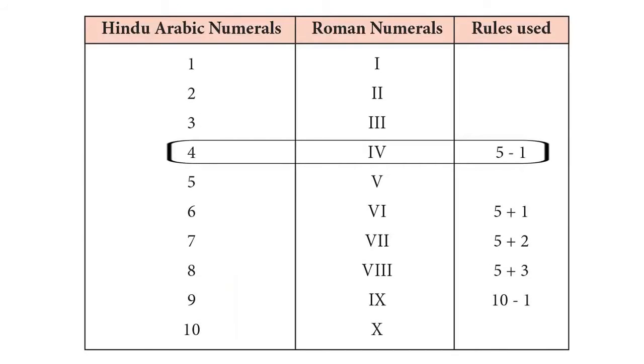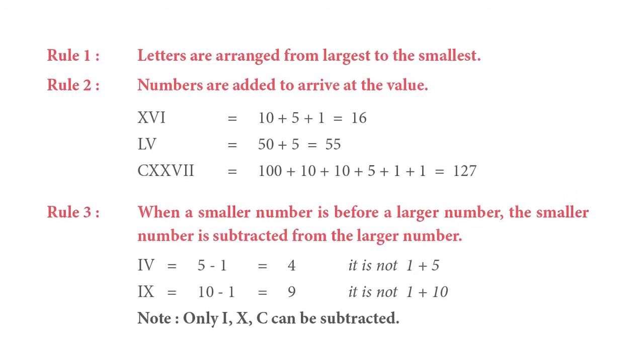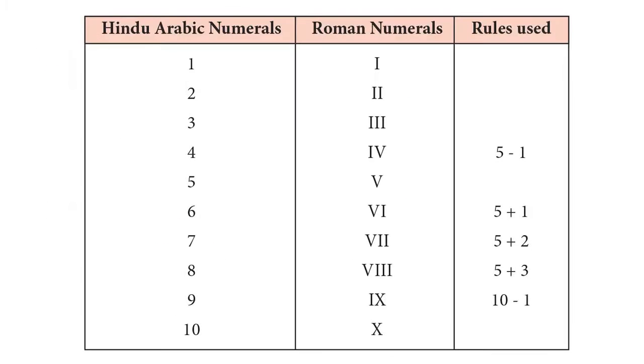I and V, the symbol V, which stands for 5. So, now we go back to rule number 3, which says when there is a small number before a large number, then you have to subtract it. So, you can see 5 minus 1 is 4. You can see the rules also that are mentioned. Then 5 is the letter V itself. Then for 6, 5 plus 1, for 7 it is 5 plus 2 ones, and for 8 it is 5 plus 3 ones.